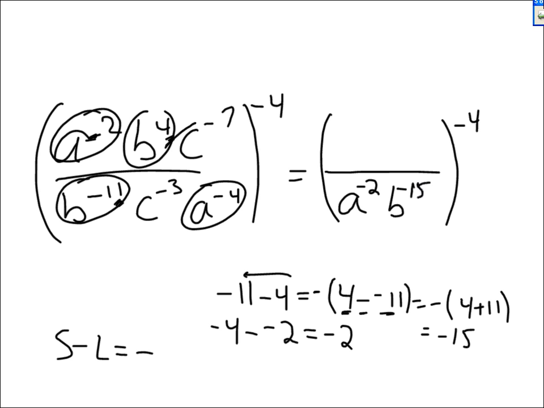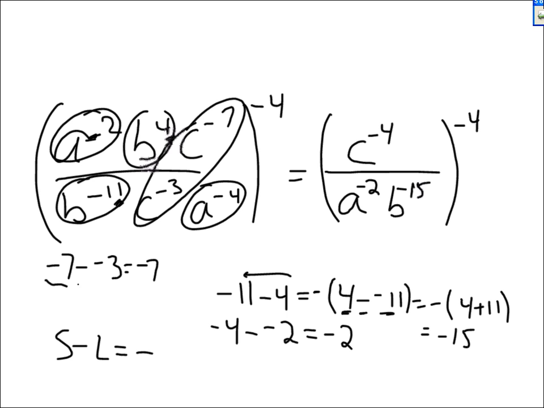When it comes to the C, the smaller power is on the top, and it is 4 smaller. If you do negative 7 minus negative 3, well, it's not negative 7 minus 3, it's negative 7 plus 3, which is negative 4. Negative 7, add 3.